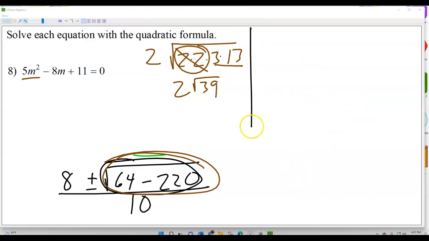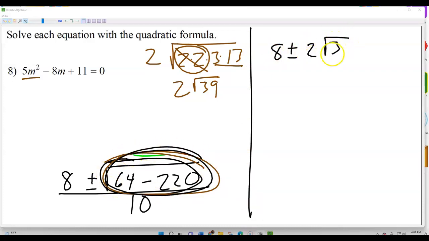Okay, so now we have 8 plus or minus, and we just found out this whole thing here equals 2 square root of 39 over 10. Now sometimes, by the way, when you're doing this, it's a perfect square root. You won't have anything left inside. In that case, just get rid of the square root. You can actually get some nice answers. But in this case, if you still have a square root left, oh, I forgot my i, by the way. Let's put that i back. That should have been there. My bad.